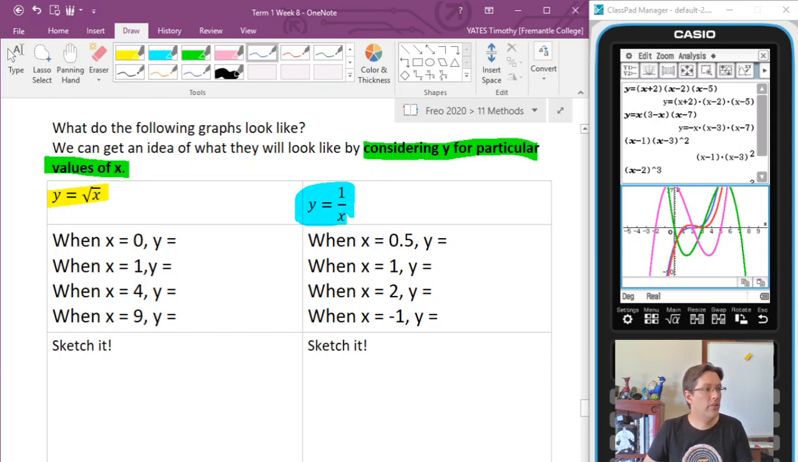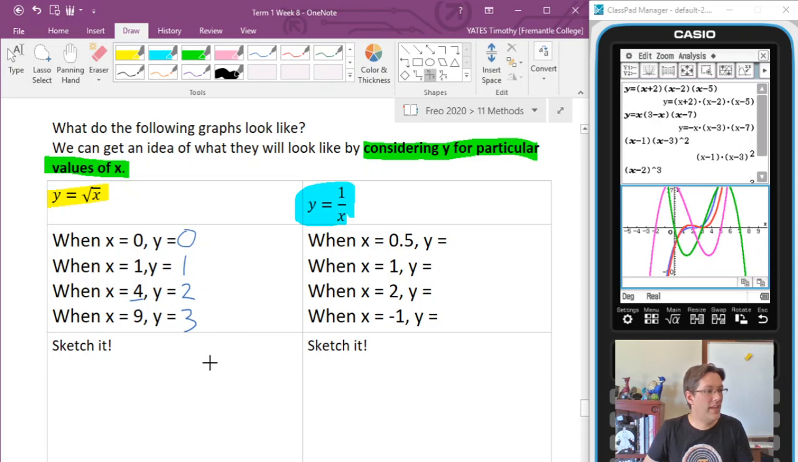Square root of 0 is 0, so we expect that to just be 0 there. What's the square root of 1? The square root of 1 is 1. What's the square root of 2? The square root of 4 is 2. What's the square root of 3? Again, the square root of 9 is 3.